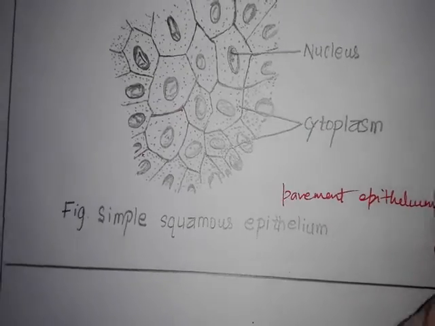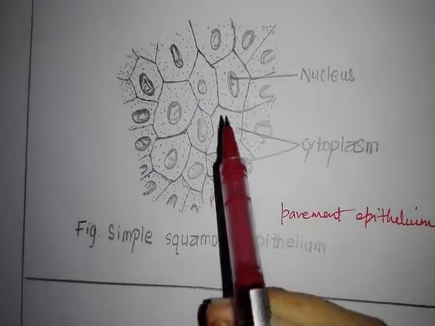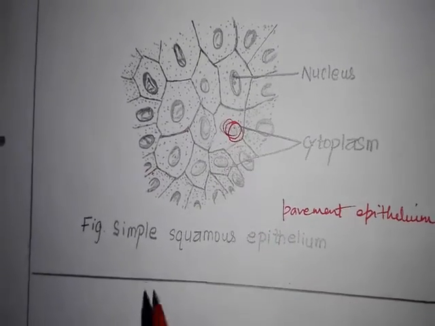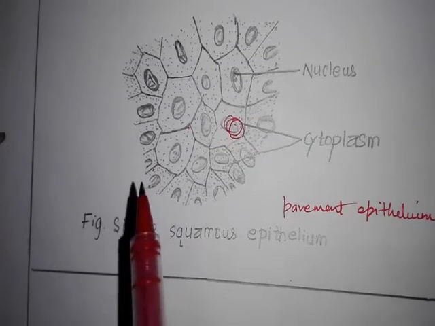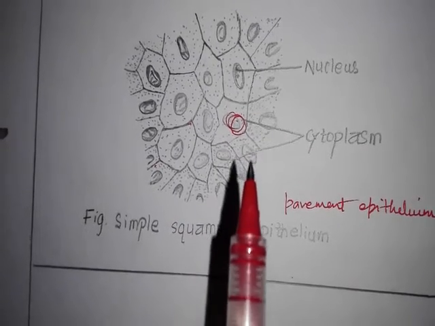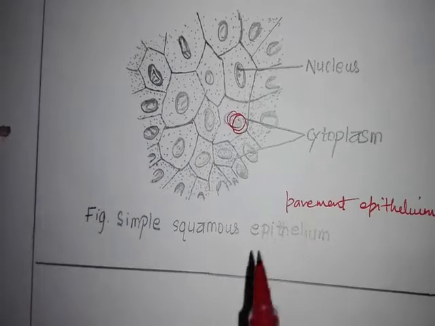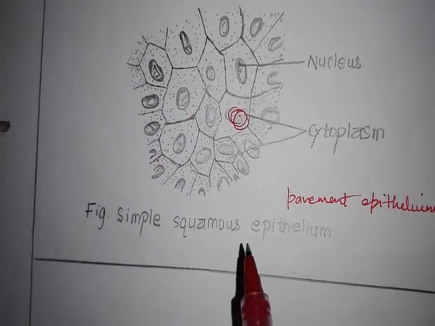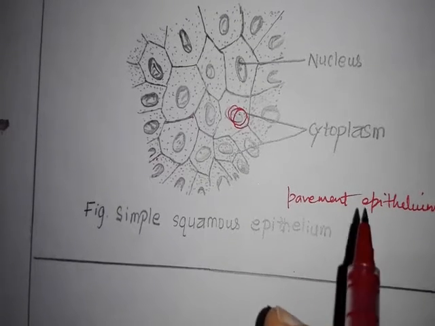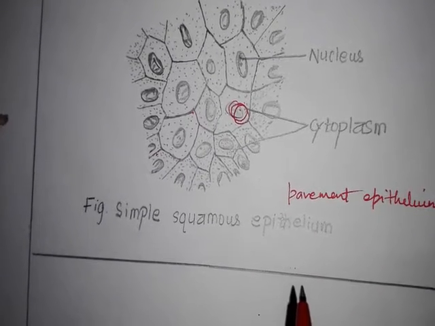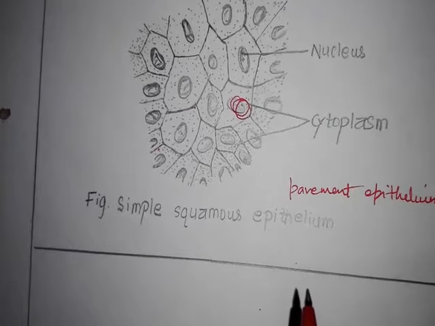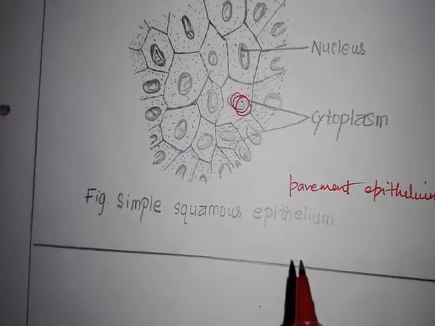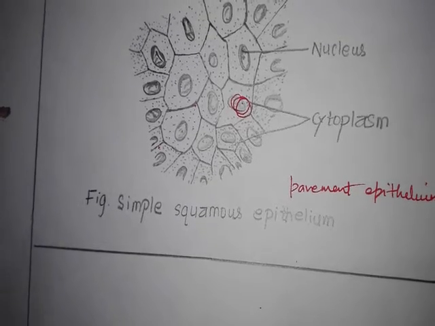Each cell contains a large central rounded nucleus. Location: it is usually found in the outer layer of skin. It also forms a covering around xylem, lining of buccal cavity, blood cells, kidney, alveoli of lung. The main function of squamous tissue is protection, absorption, filtration, and exchange of gases, or we can also say diffusion of gases.